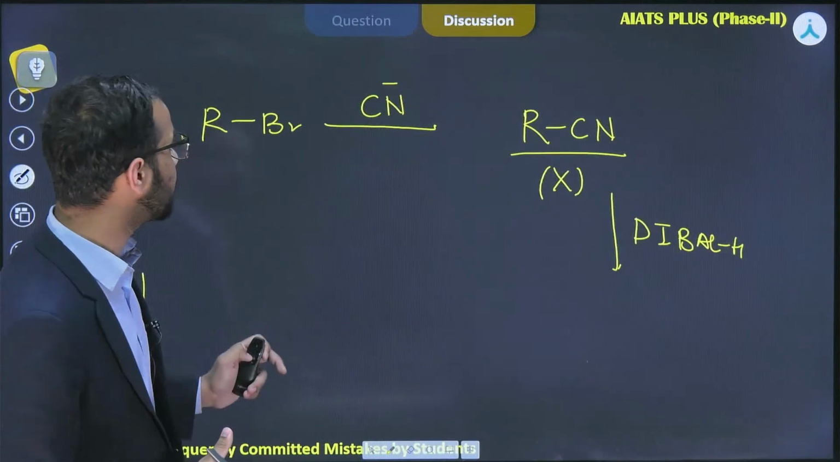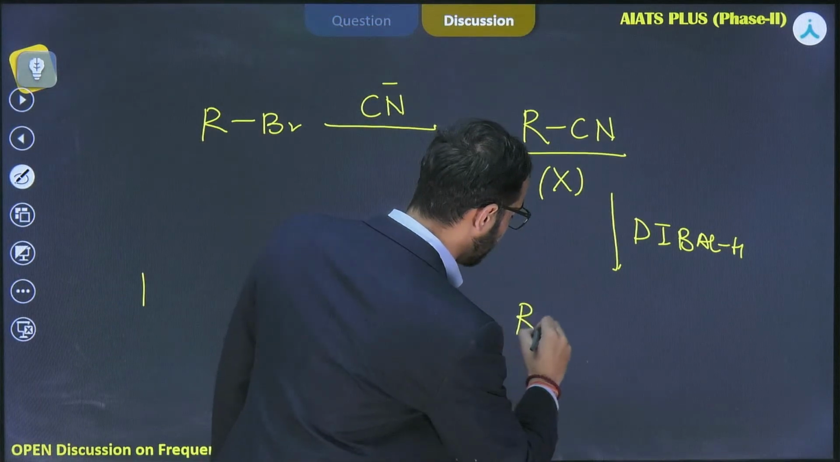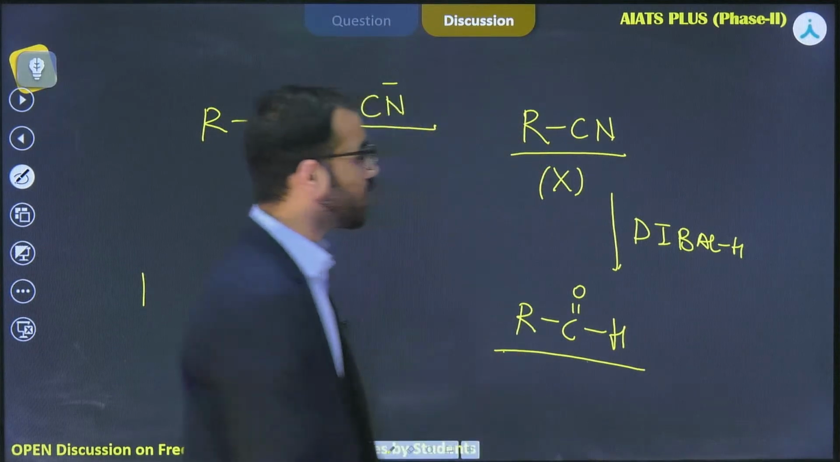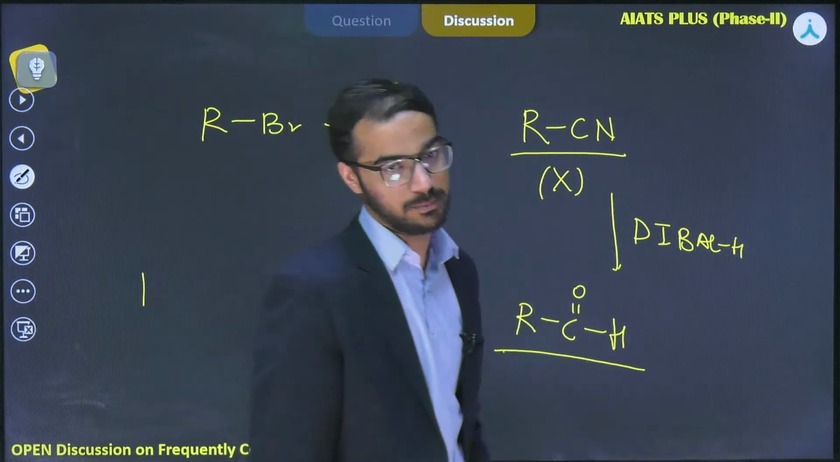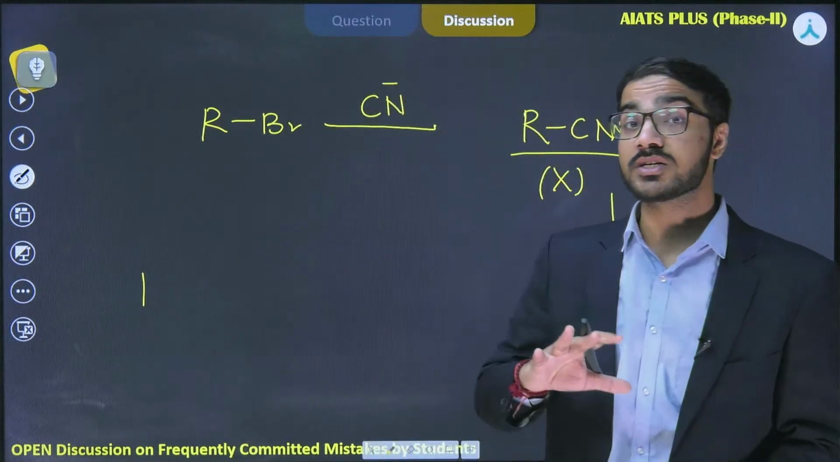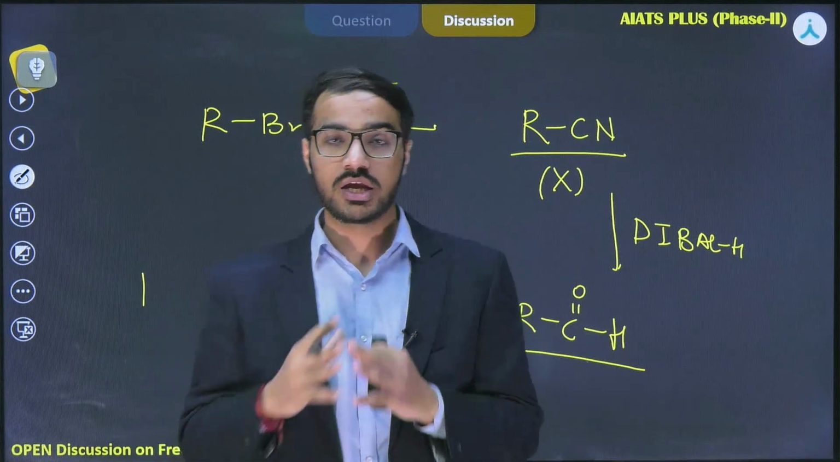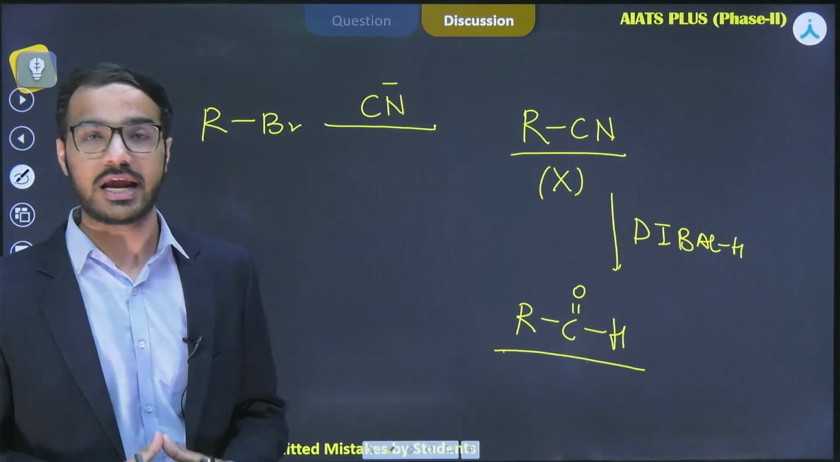If you are reacting with DIBAL-H, you will be getting RCH=O. This is very clear: since DIBAL-H is written, it means you are reacting at low temperature. We can say that the low temperature is around minus 78 degrees centigrade. Okay, it is that low. So your final product could be the aldehyde.